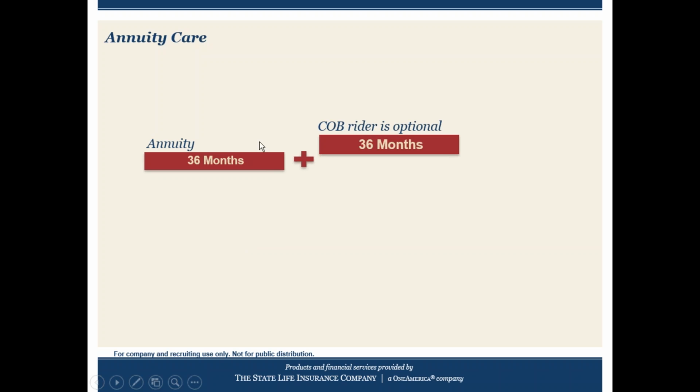Our products all look the same. You have a base and a rider, and your rider options are another 36 months of care, or how about an annuity with a lifetime benefit? And we have that here as well. So how do you get the rider? Similar to the other products, not exactly the same. You can pay an annual premium or a one-time single premium. So let me show you how this works.